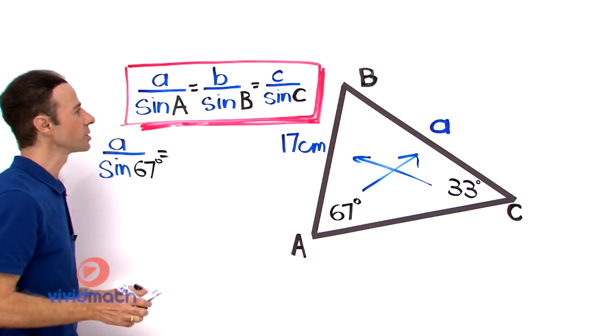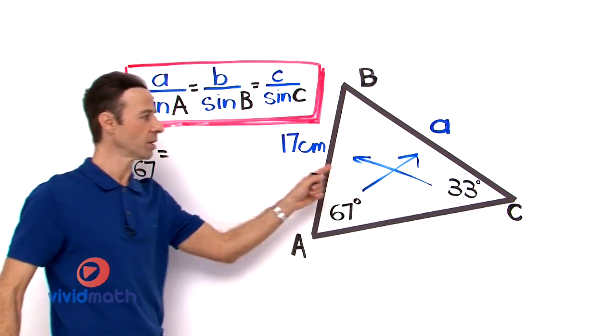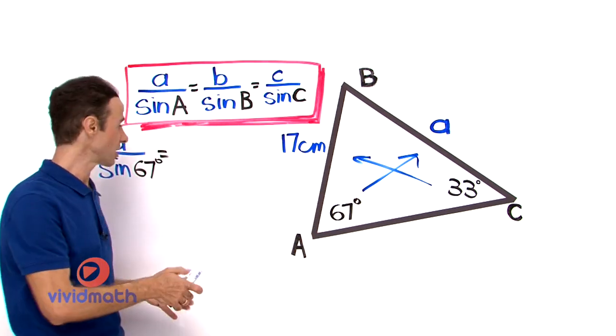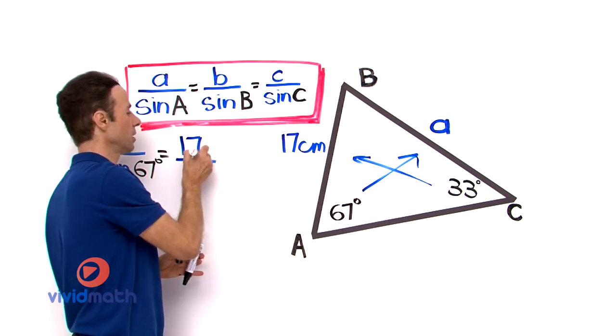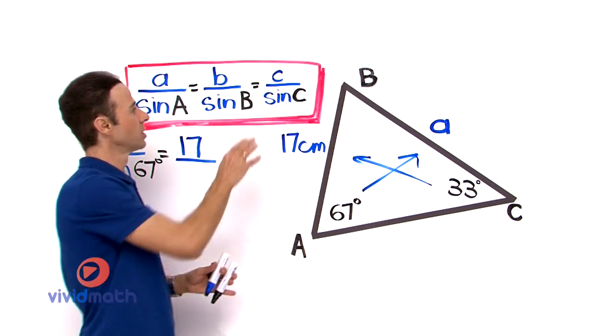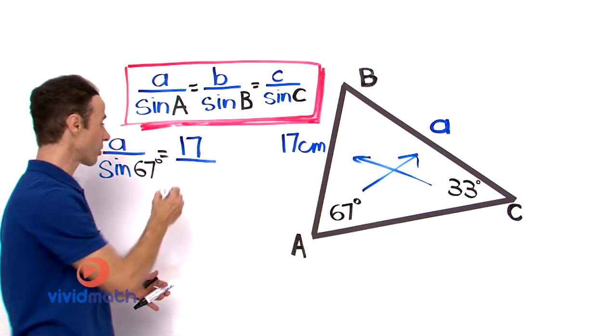And that equals little c. Notice the little c, that's going to be opposite big C, which is 17 centimeters. Let's put that in. All over, we have sine C. Sine C, that's the angle there. That's going to be sine 33.